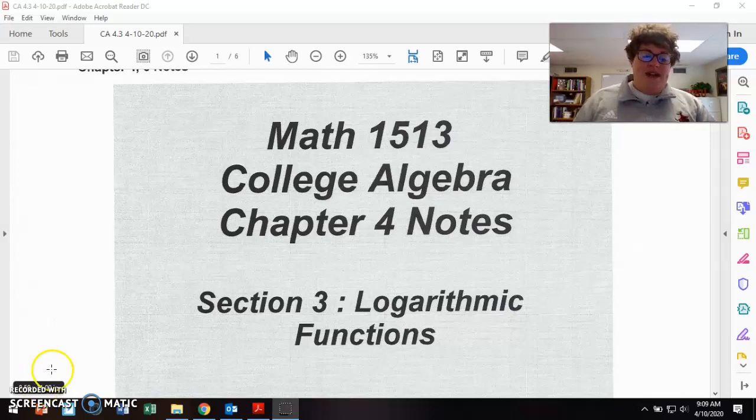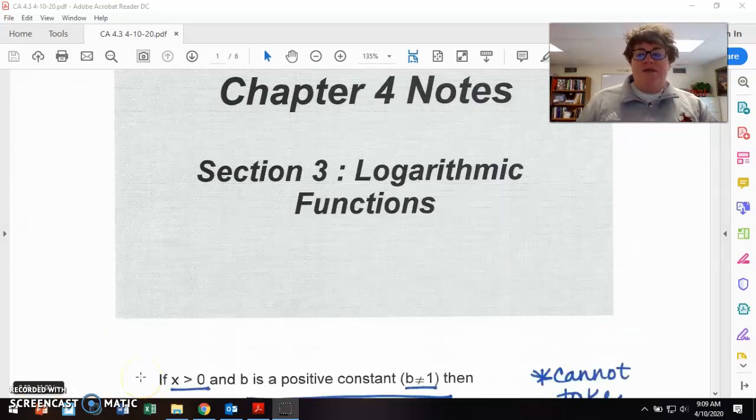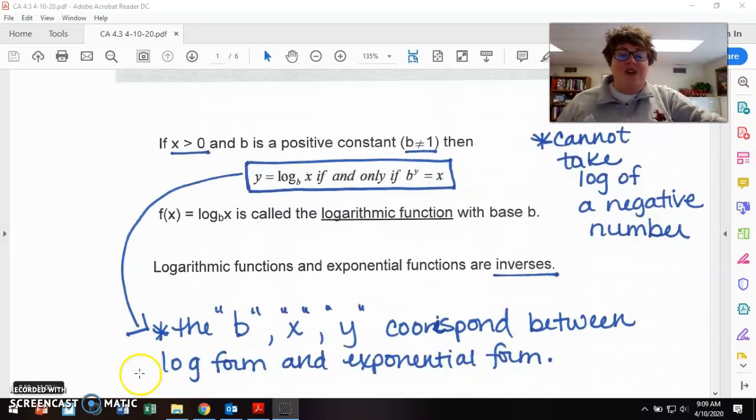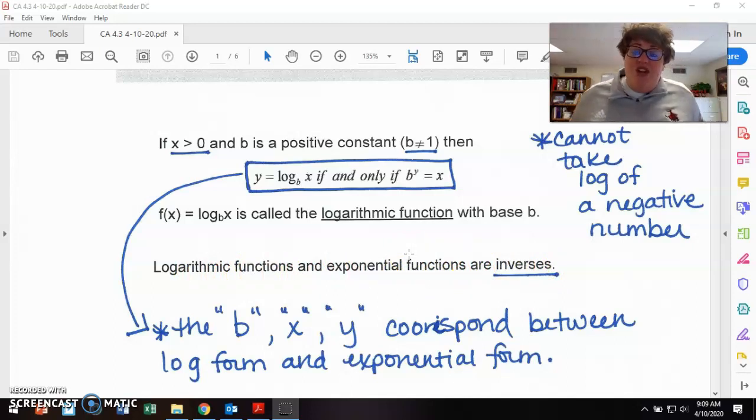Okay, section 3. Today we want to talk about logarithmic functions, and what logarithmic functions are. For some of you, this may be the first time that you have seen a logarithmic function. So what they are is, number one, they're the inverse. Logarithmic functions and exponential functions are inverses of each other. So if you remember in 4.1, we talked about inverses. We talked about how they undo each other. So what a logarithm does is it undoes an exponential, or vice versa.